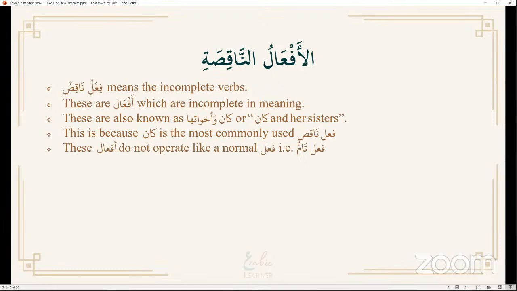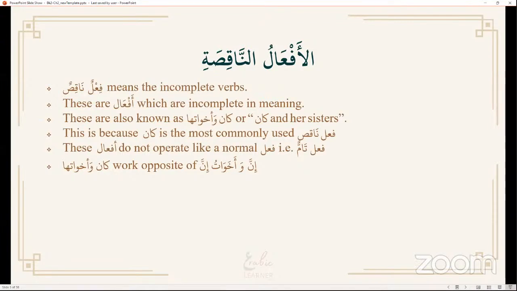Now these af'al do not work like a normal fi'l. They have different behavior. They do not work exactly like ta'am. What happens? Kaana and her sisters come in a sentence and they behave like inna wa akhawatu inna, but differently.